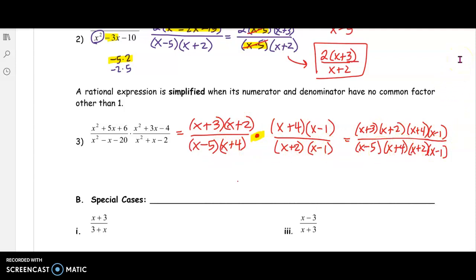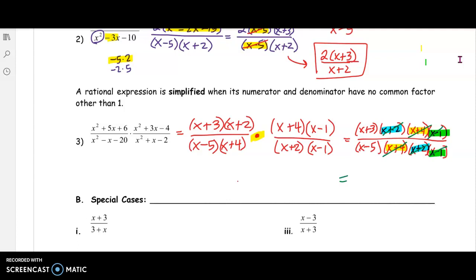Now remember, if we see anything on top and bottom, like we see an x plus 4 and an x plus 4, that means that we can cancel those out. So what else do we have? We also have an x plus 2 and an x plus 2, so I'm going to cancel those out as well. And indeed, we also have an x minus 1 and an x minus 1, and those will also cancel out. So we're actually not left with very much.